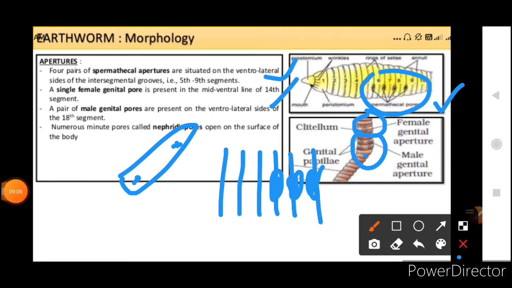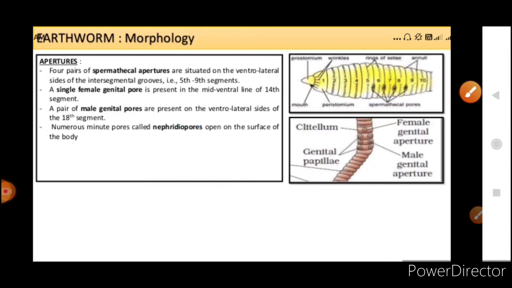So four pairs of spermathecal apertures are situated on the ventrolateral sides of the intersegmental grooves. A single female genital pore is present in the mid-ventral line of the 14th segment. A pair of male genital pores are present on the ventrolateral sides of the 18th segment, and numerous minute pores called nephridiophores open on the surface of the body.